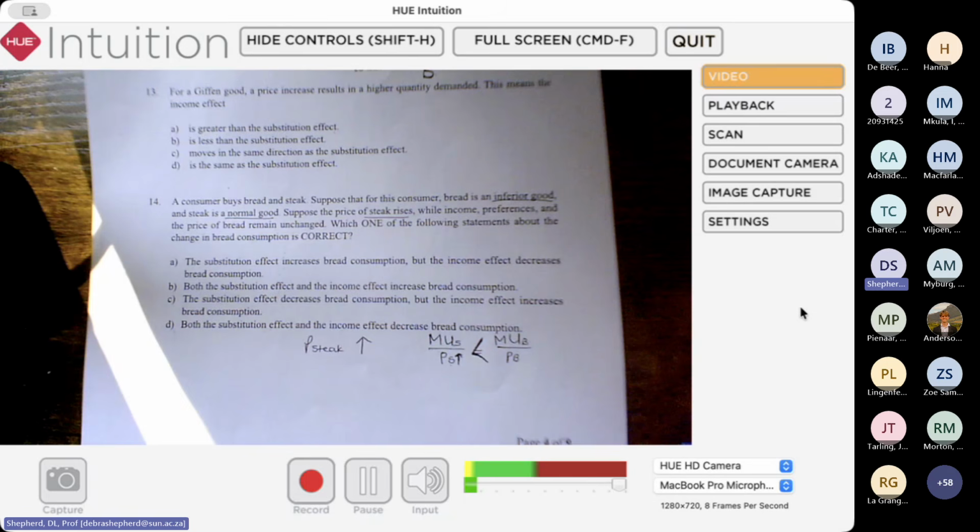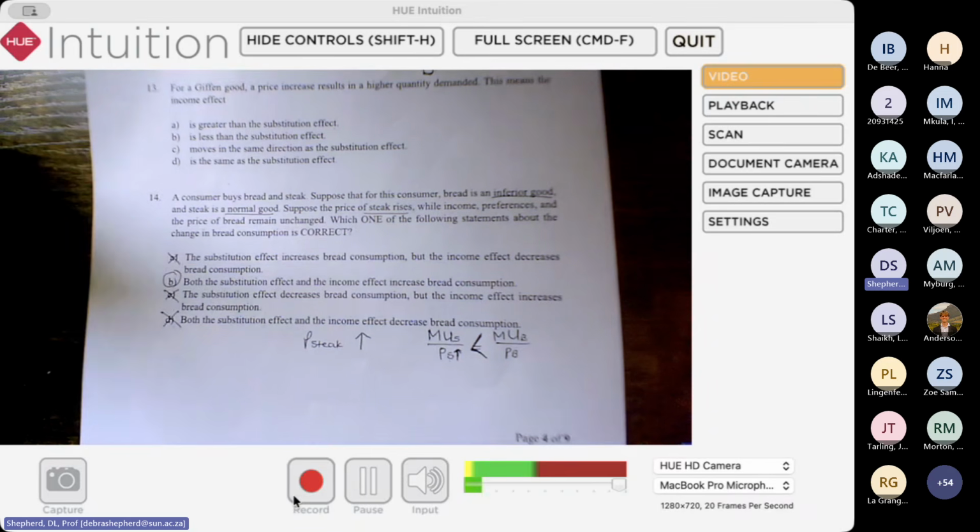Okay, so the effect of a price increase in steak is a positive substitution effect for bread and a positive income effect for bread. Does that make sense? Okay, so I'm going to leave the revision for today here, and I'm going to pick up tomorrow with the rest of chapter 4 and then the rest of chapter 5.